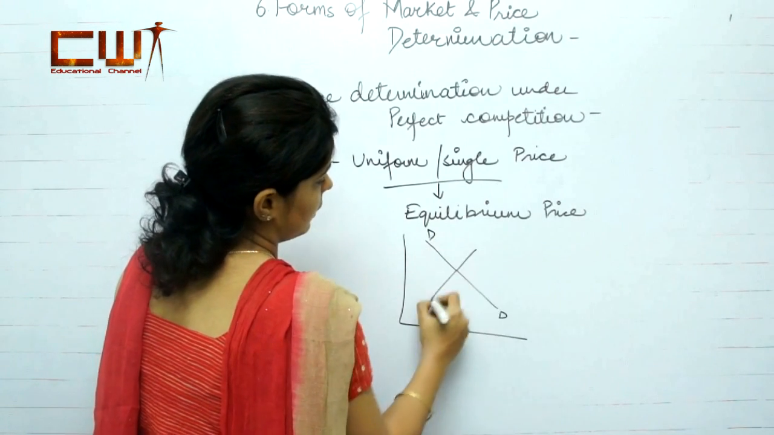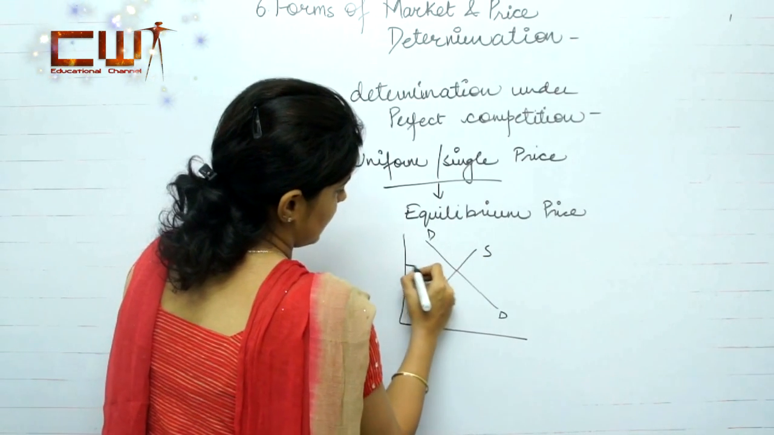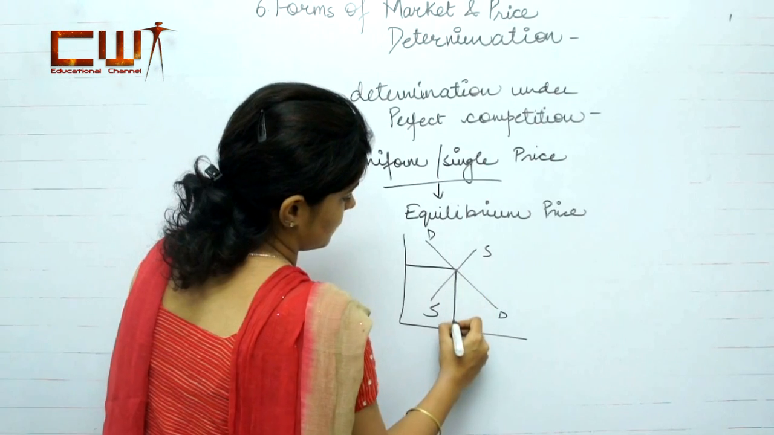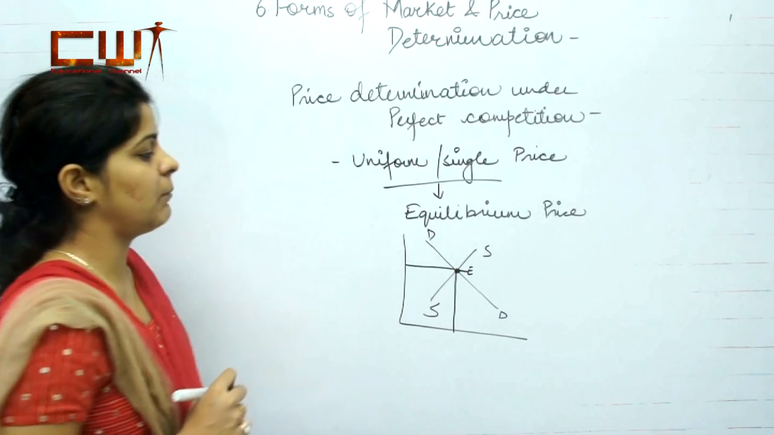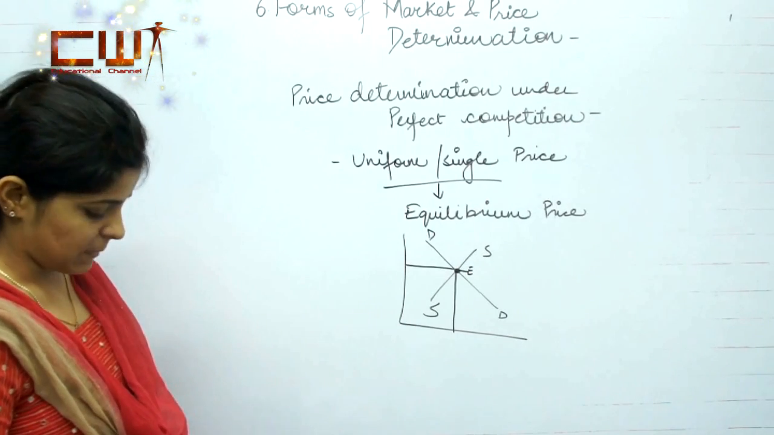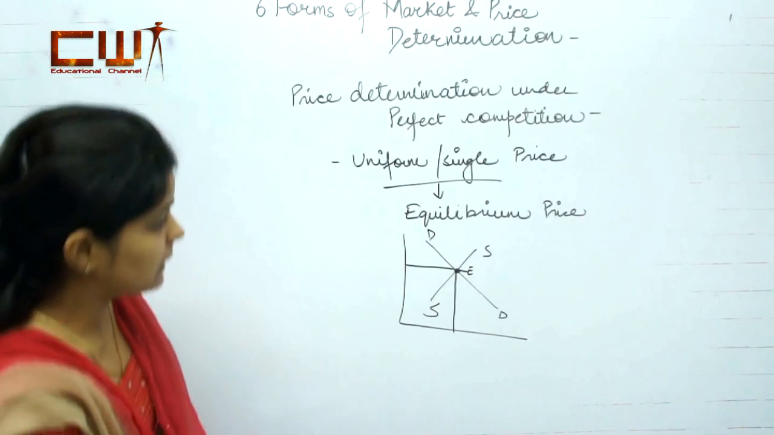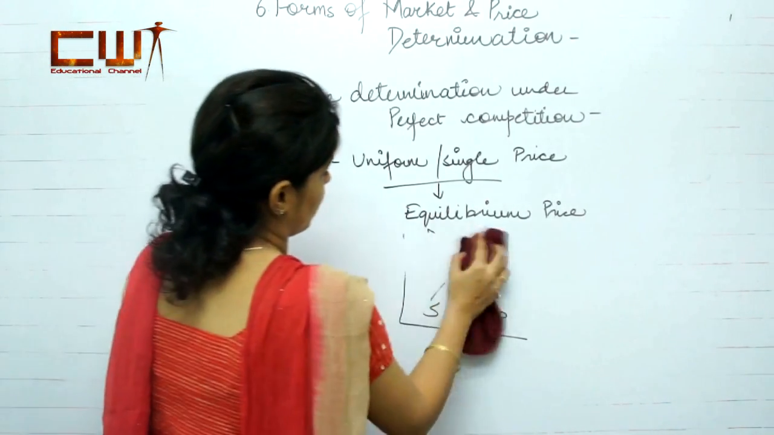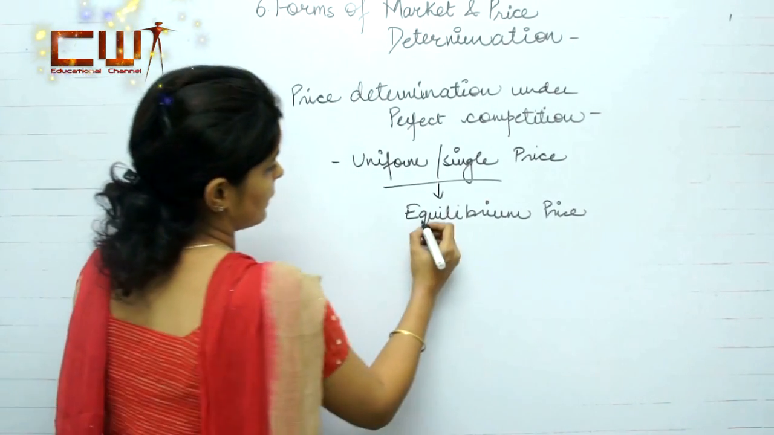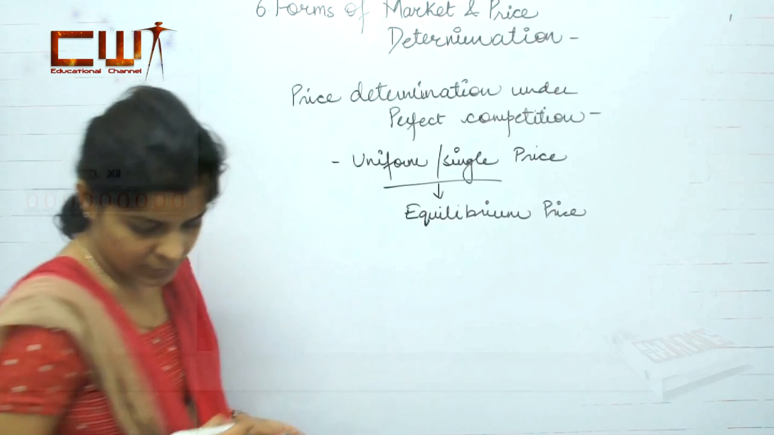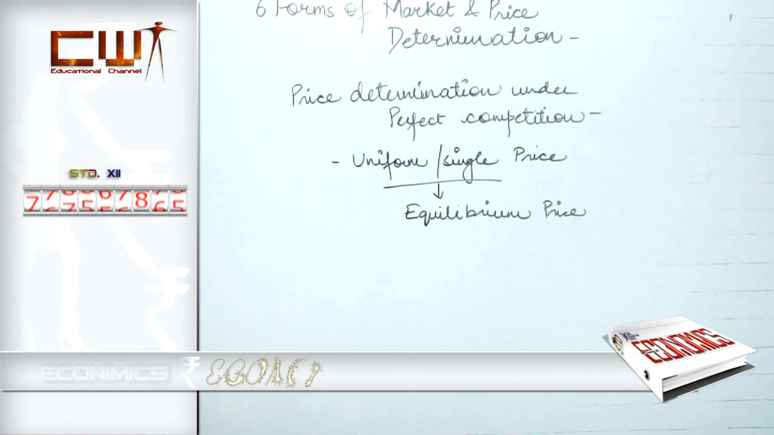This is the demand, this is the supply. Both forces meet here. This is known as E, the equilibrium price, where demand and supply meet. But this diagram is not for perfect competition; it is just for the explanation. What do you mean by the term equilibrium? Equilibrium price under perfect competition.